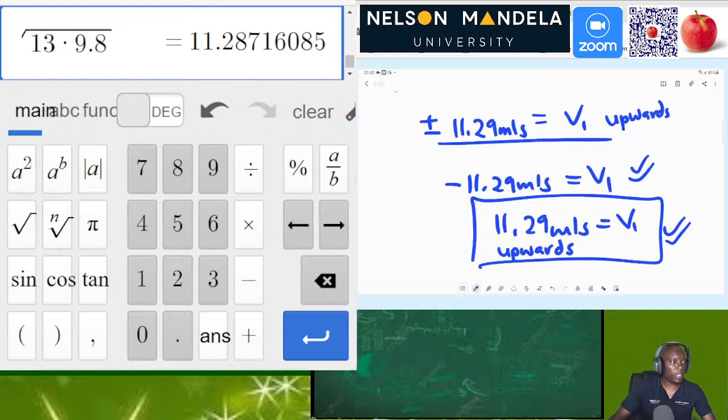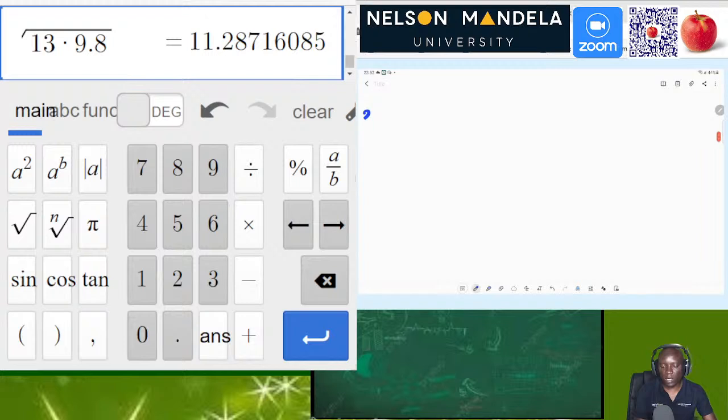This was part 3.3. This was an answer to part 3.3. Part 3.4 requires us to make a sketch. Let me use another black color. Sketch a velocity versus time graph for the motion of the ball from the moment it was dropped until its maximum height after the bounce. So it's a sketch.